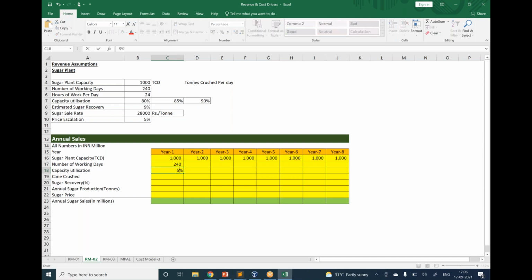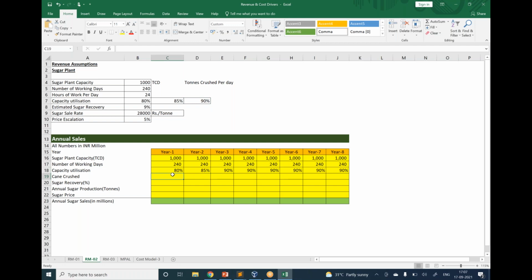Capacity utilization is 5%. Okay, so this will remain the same. Yes, so it can't be 365 days. It can only be 240 days. Correct. And grain crushed. This is capacity utilization, right? Capacity utilization is 80. Second year it is 85. Third year is 90. After that it'll remain the same.